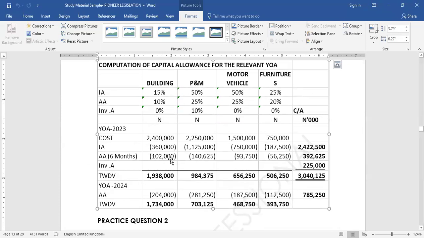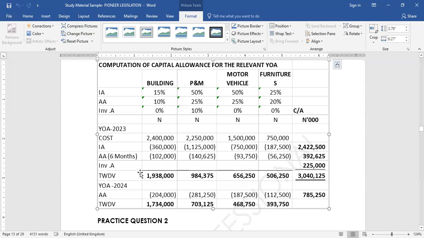6 months initial allowance. If I want to get my 6-month annual allowance, I'm going to claim the 6-month annual allowance. The annual allowance is cost less initial allowance, divided by number of years, times months.